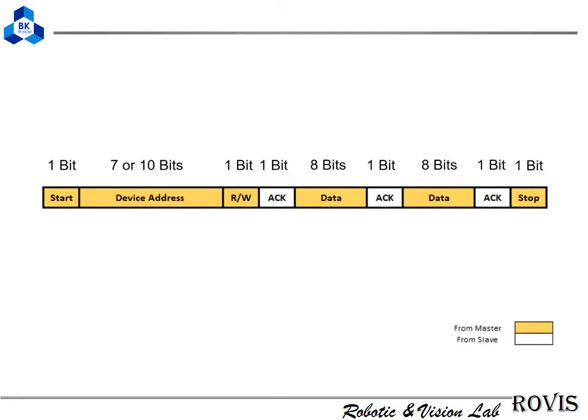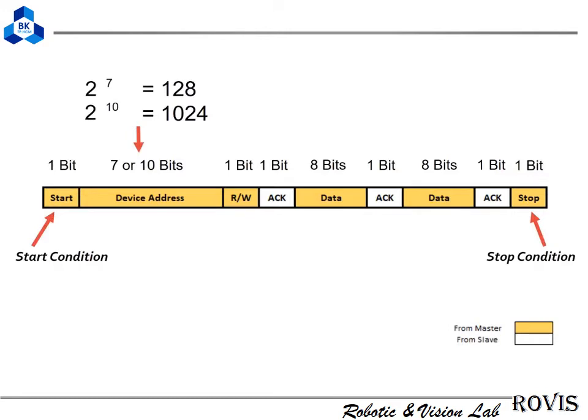Each I2C frame begins with a start bit and ends with a stop bit. To identify each node in a network, I2C uses a device or node addressing mechanism, in which each connected node has a predefined address of 7 or 10 bits. So if the network is using 7-bit addressing, a total of 128 devices can be connected. And for 10-bit addressing, a total of 1024 devices can be connected in the network.